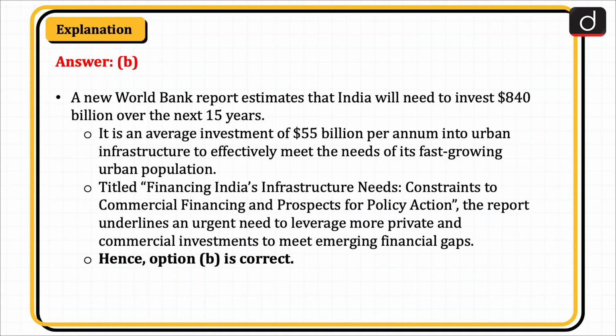A new World Bank report estimates that India will need to invest $840 billion over the next 15 years. It is an average investment of $55 billion per annum into urban infrastructure to effectively meet the needs of its fast-growing urban population. Titled Financing India's Infrastructure Needs, Constraints to Commercial Financing and Prospects for Policy Action, the report underlines an urgent need to leverage more private and commercial investments to meet emerging financial gaps. Hence, option B is correct.